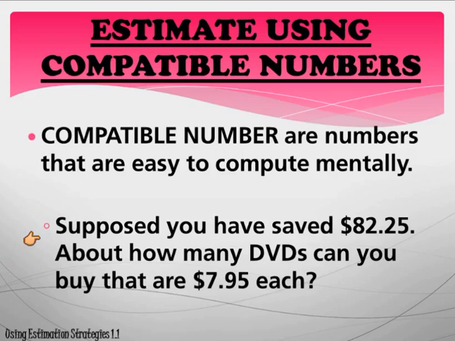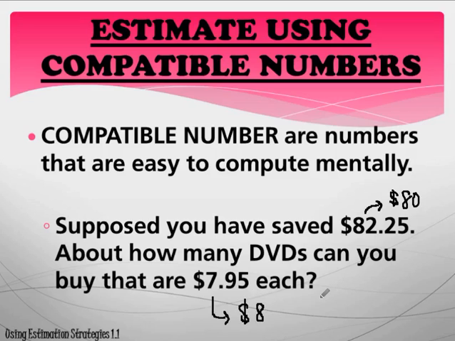Suppose you have saved $82.25. About how many DVDs can you buy that are $7.95 each? So let's use some compatible numbers that would be pretty close to these values. I would say that $82.25 is pretty close to, we'll just say $80. And $7.95, well, might as well round it up to $8.